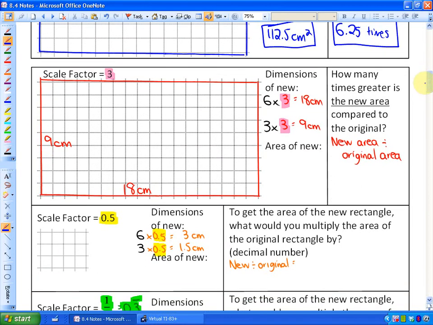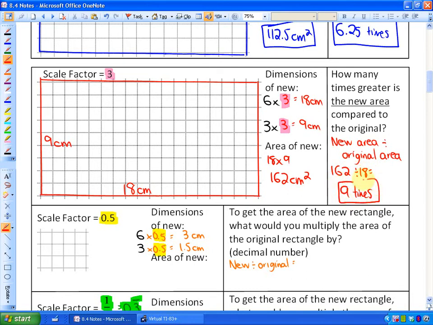Lastly, a scale factor of 3. I've already drawn the rectangle for you. It's 18 by 9, and the area of that new rectangle, 18 times 9, is 162 centimeters squared. Same question: how many times greater is that than the original? It's actually 9 times greater.